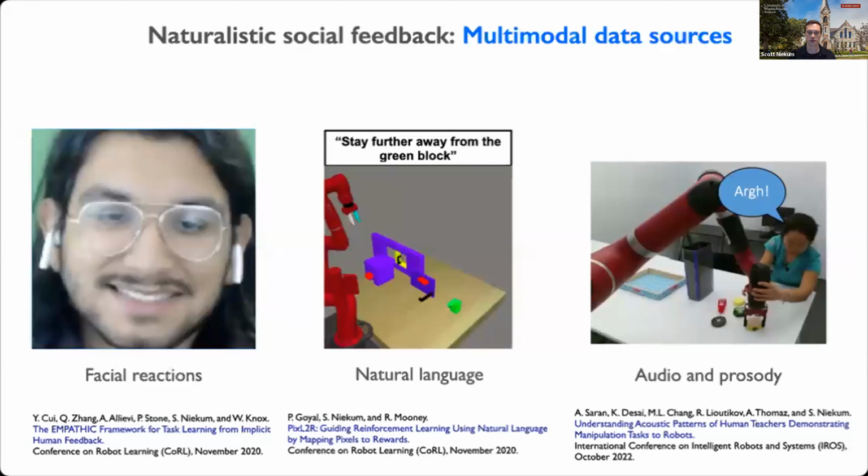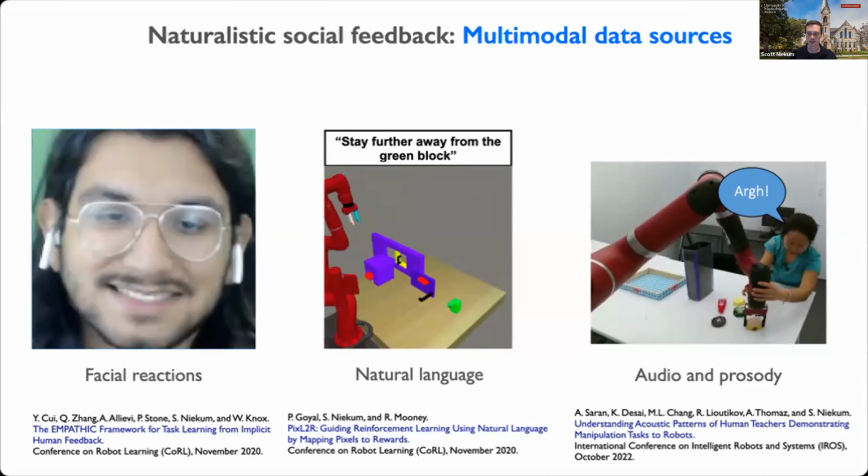And of course, this is definitely not the only kind of naturalistic feedback that you can imagine getting. I think there are so many different sources of social feedback humans use when they learn from each other. And we eventually want to expand to that entire range of things as well. And so we've looked at things like natural language, both task descriptions and corrections, like stay further away from the green block. We've recently been looking at audio and prosody data.